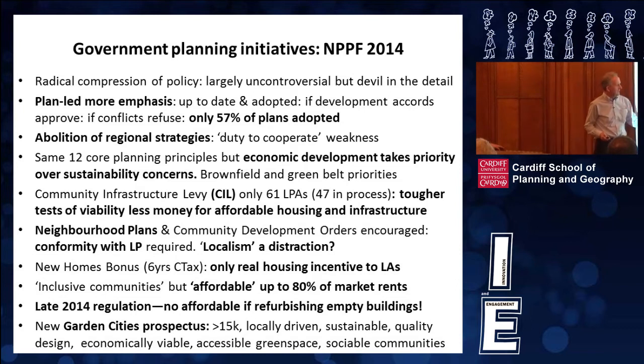And the community infrastructure levy, which is a key part of this, only 61% of over 300 local planning authorities have actually got a community infrastructure levy so that they can find money for infrastructure, affordable housing, plus, of course, roads, transit, and community centres and things like that.